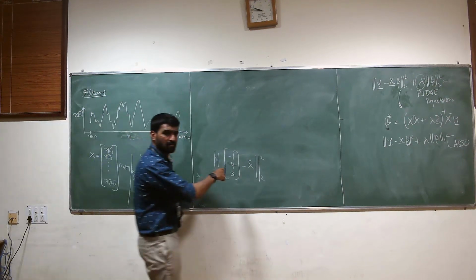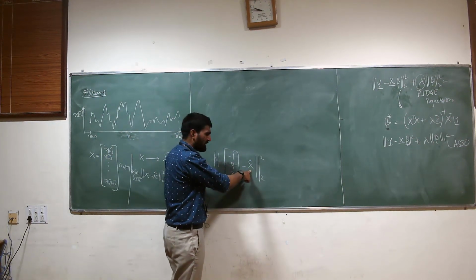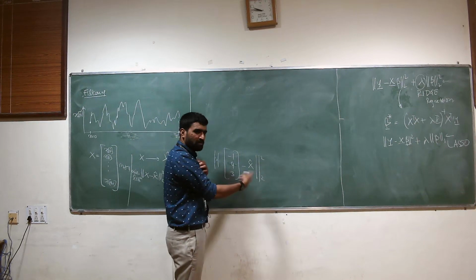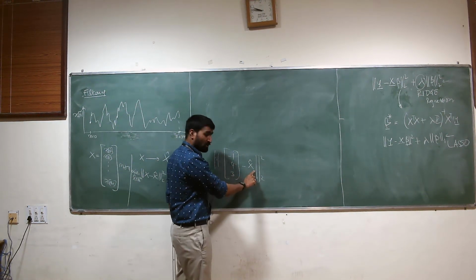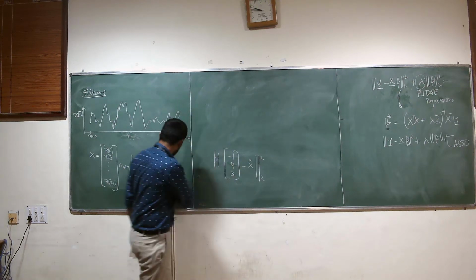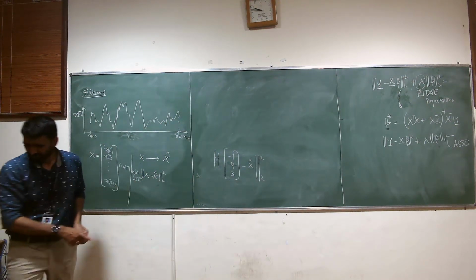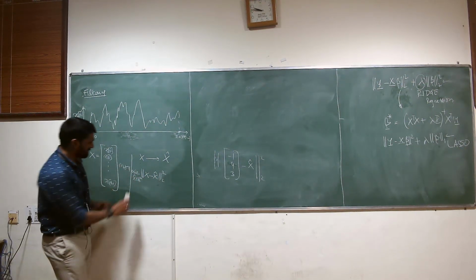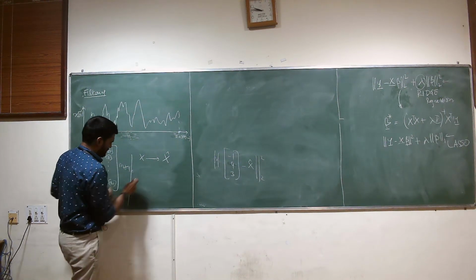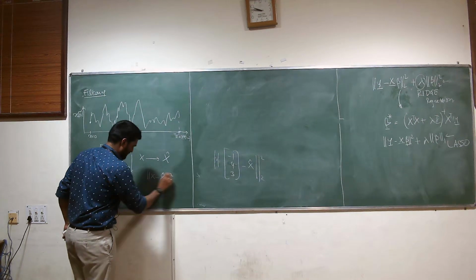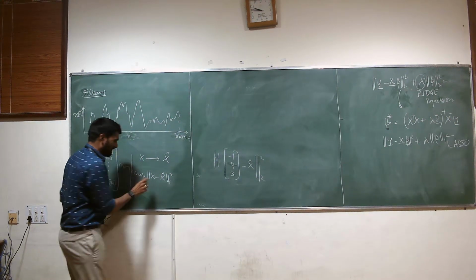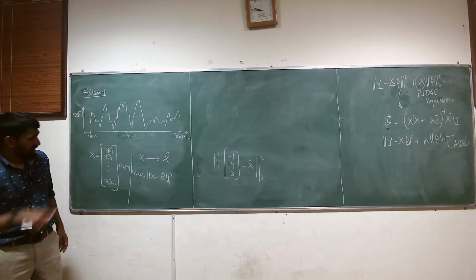Well, just x. Right? The lowest possible value for the norm is 0, so if I simply choose x cap equal to x, the best choice for x cap is x itself, right? So that's not really useful. This does nothing. So this is not useful.